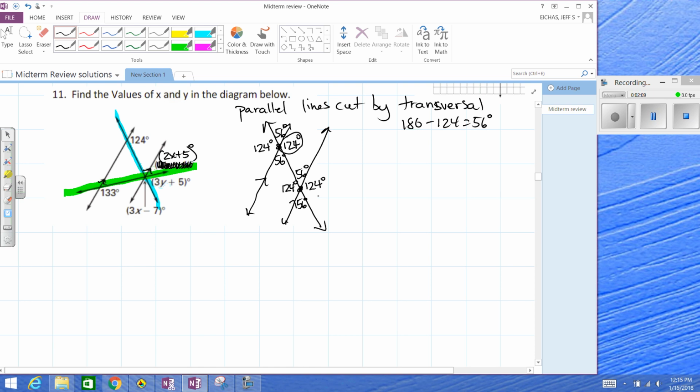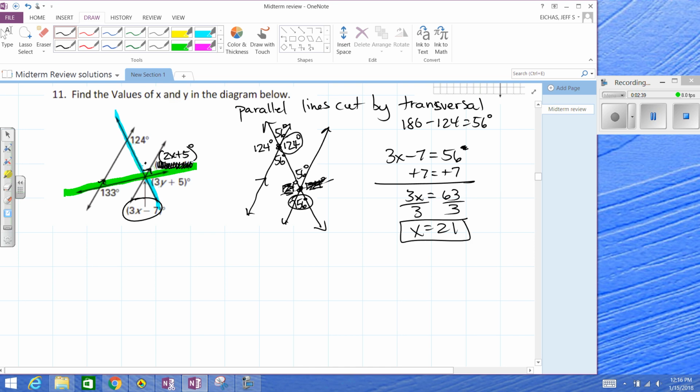None of those really help us except this one. You see this one's got another line coming through it, so we can't use those. The 56 really isn't, that's here, but it doesn't help us. It's this one right here that helps us. What we know now is the 3x minus 7 should equal 56. So 3x equals 63, divide by 3 to get x is 21.